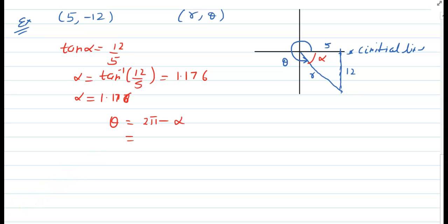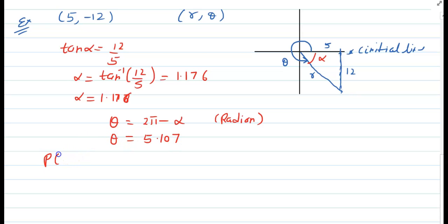Let's put this value in a calculator and see how much we are getting. Make sure that your calculator is in radian mode here. So 2 pi minus alpha, once we put it in, comes to 5.107. So theta is 5.107.